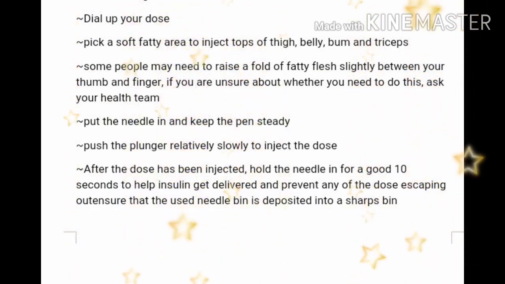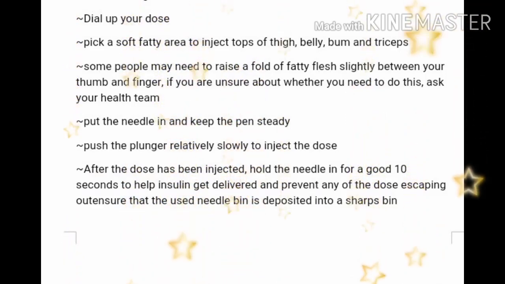Then pick a soft fatty area to inject: top of the thigh, belly or tricep. In the tricep, use for children or thinner people is not recommended. Some people may need to raise a fold of fatty flesh slightly between the thumb and finger. If you are unsure about whether you need to do this, ask your health team.